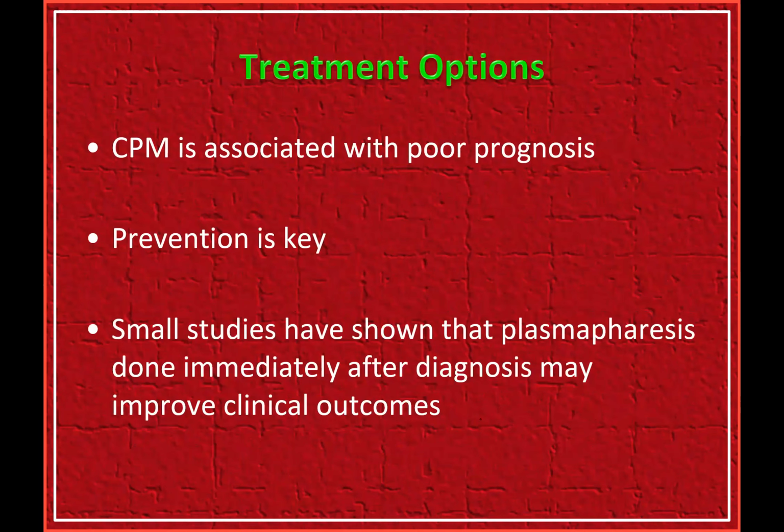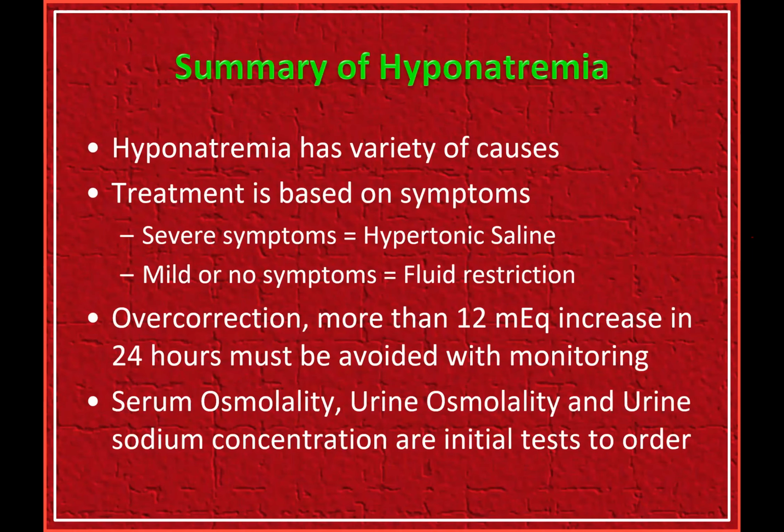What are the treatment options? It's associated with very poor prognosis. Prevention is the key. How do I prevent? I see to it that I don't increase the sodium by more than 10 to 12 milliequivalents per liter per day. That is the crux. Small studies have shown that plasmapheresis done immediately after the diagnosis to remove the excess sodium can produce clinical improvement.